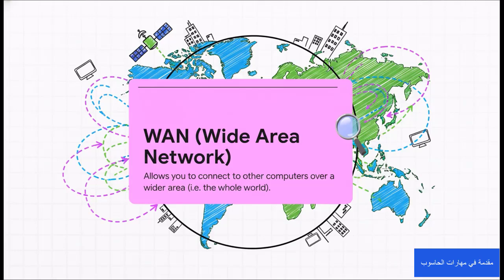But to get out into the big wide world, you can't stay in your cul-de-sac. You need to hit the highway. And that's where the WAN, or Wide Area Network, comes into play. Just like the name says, this network is wide. It's not about connecting one building. It's about connecting computers and networks over huge distances, literally all over the world.